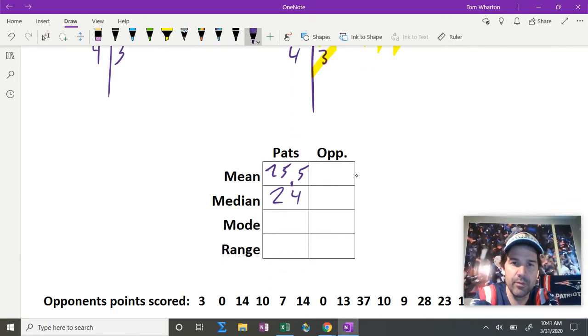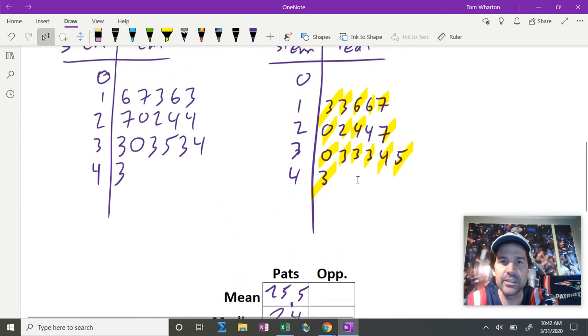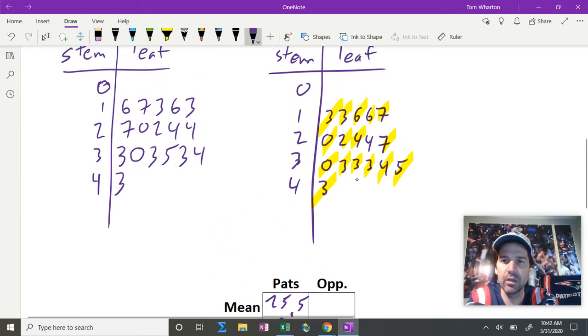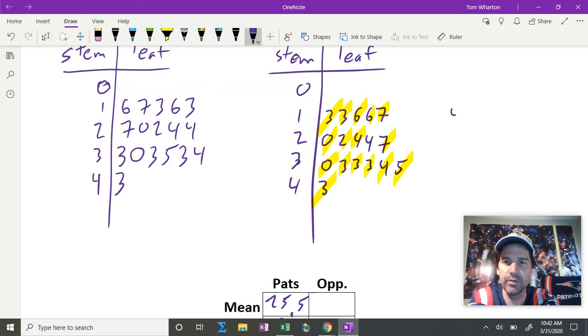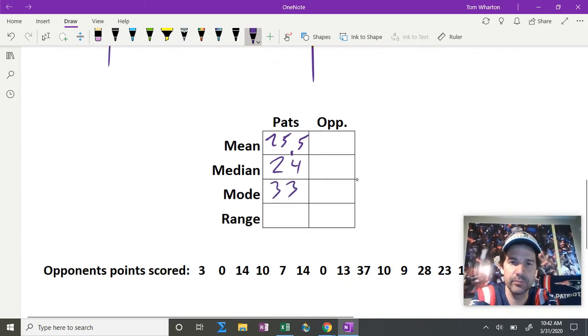That comes up the most. That is your mode. And your range is just the difference between your largest number, so the largest number is 43. That's your max, right? And then you subtract the smallest number, which is just 13. So your range comes out to be 30.